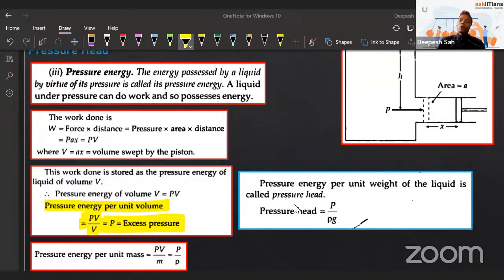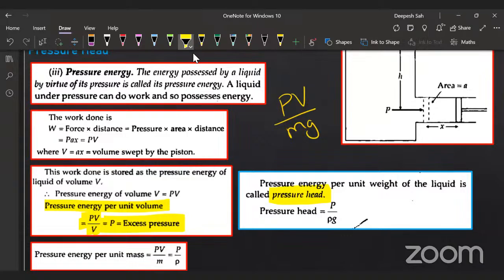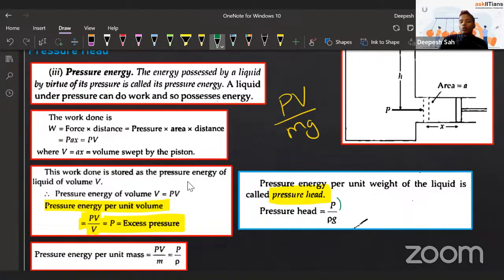That will not happen without pressure. You cannot do it. Now, if I'm talking about PV, and if I divide it by mg, of course, you are dividing pressure energy by the weight of the liquid. What will that be called? That will be known as pressure head, just like kinetic head and potential head. Are you understanding my point? Yes, sir. So what will happen? Finally, it will be P by rho g. So P by rho g is actually the pressure head.